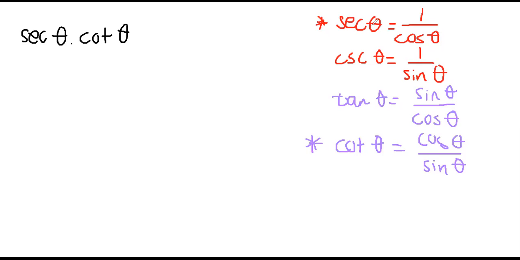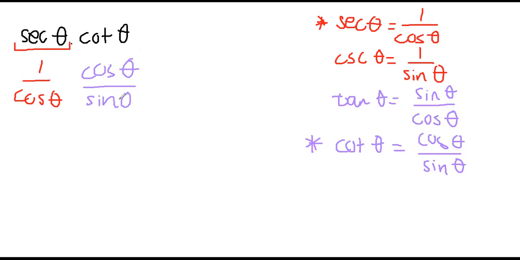So in this expression, we'll use the first one and the fourth one to simplify it. The first part is going to be 1 over cosine of theta. And the second part is going to be cosine of theta over sine of theta. Two of them multiplied together. And right here we have cosine and cosine, so you just go ahead and cancel them because it's all going to be 1. Which leaves us with 1 over sine of theta.